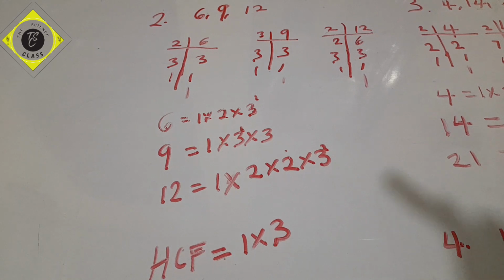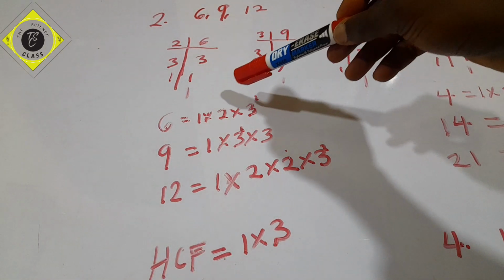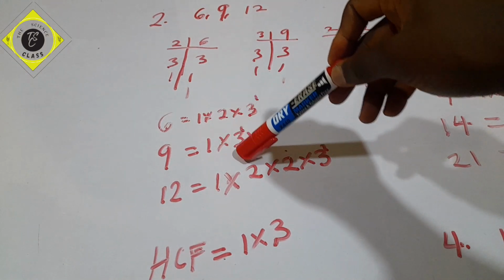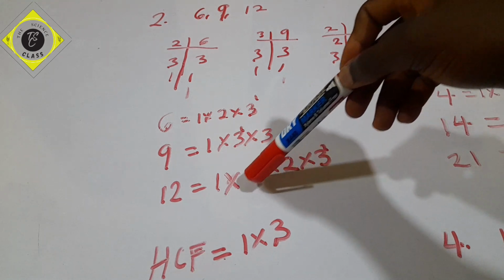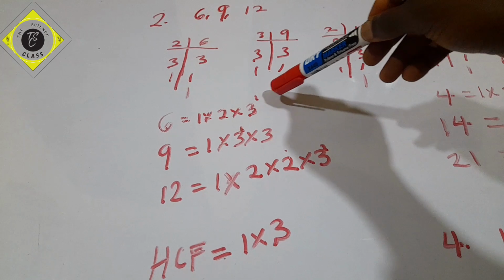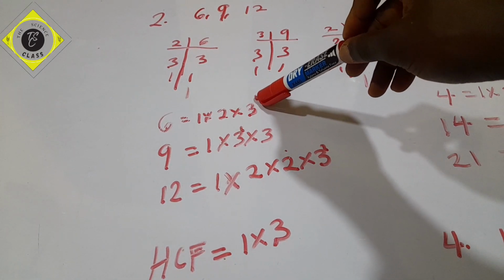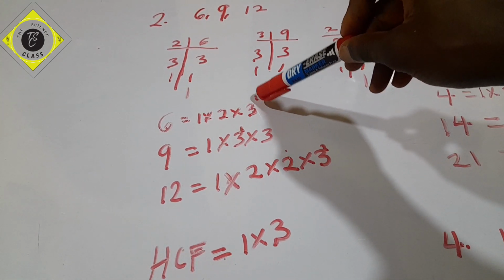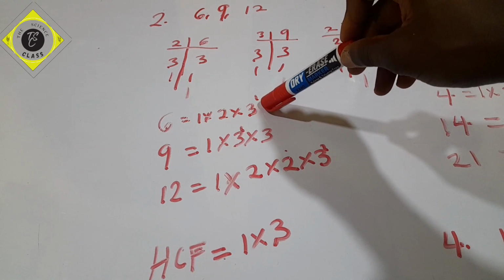Now, if you notice here, realize that 2 is here, but 2 is not here. So 2 is out of it. 2 is actually here, but since 2 is not here, it's out of it. We have 3 here, the first 3 with superscript 1.